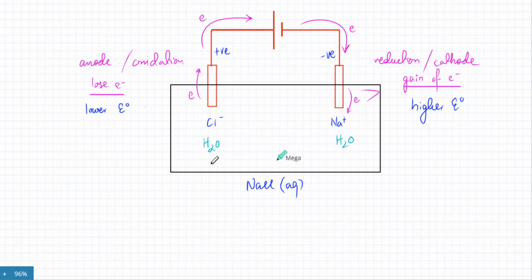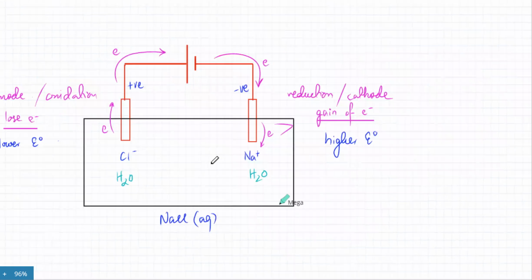Now, the next part is, let's focus on cathode. The question is, who's going to gain electrons? So the electrons are coming in. And there are two things present. There's Na+1 and there is H2O as well.